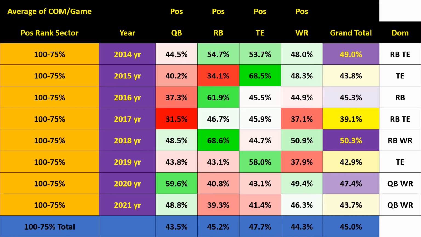Slide 6. I had done all the pieces of the pie. Now let's just look at the top piece of the pie, top 25%. I call that positional rank sector, 175%. We have the year, the positions, the grand average across that year, and then what I say is the dominant positions as far as consistency that year. So I kind of do the work for you.